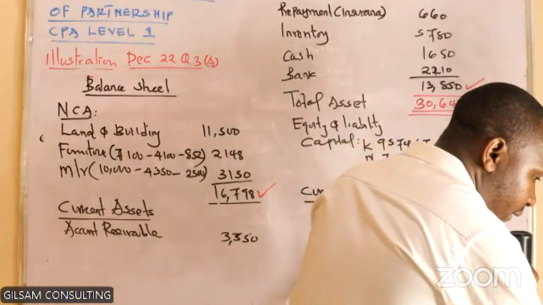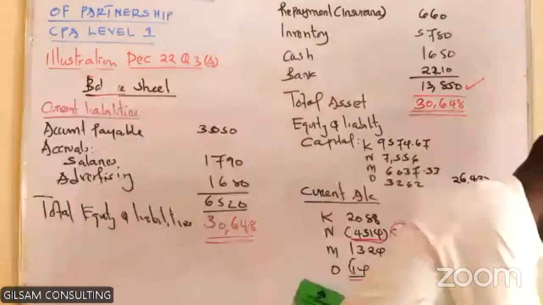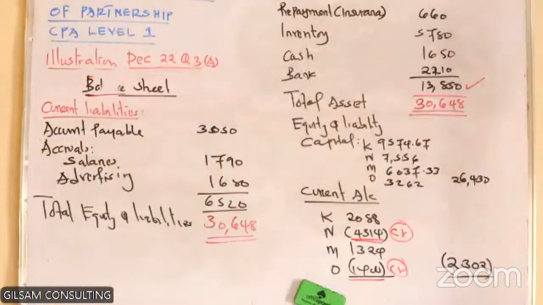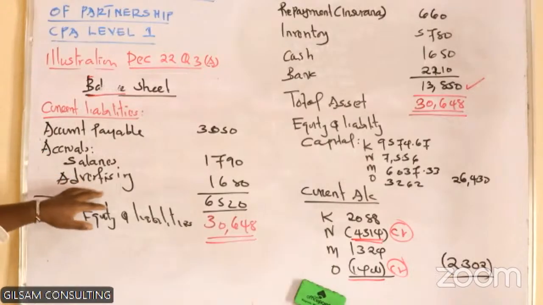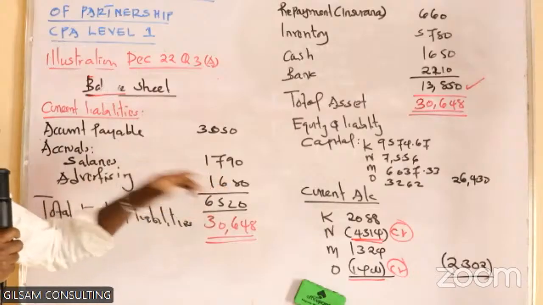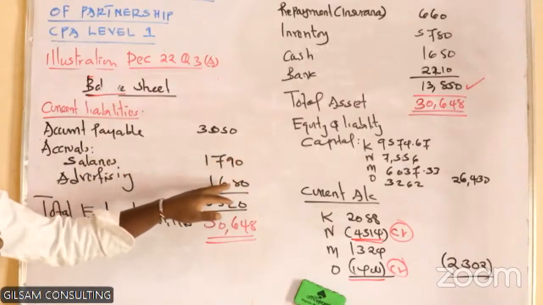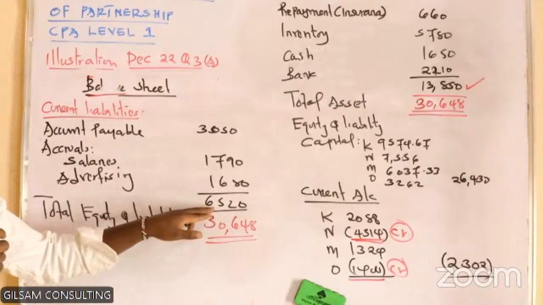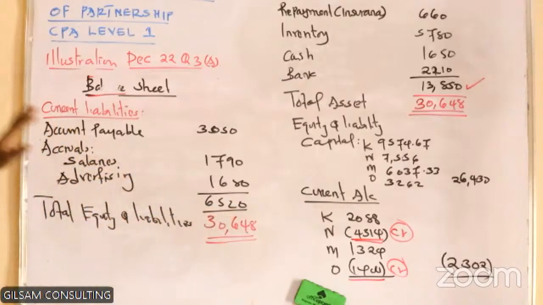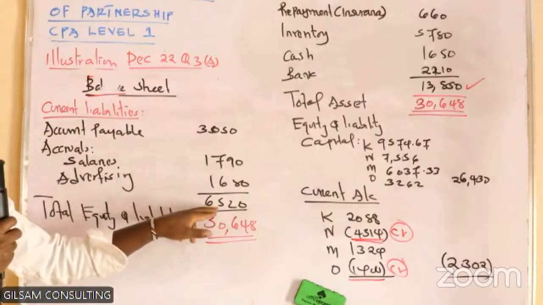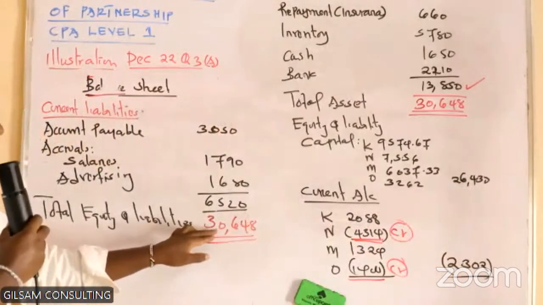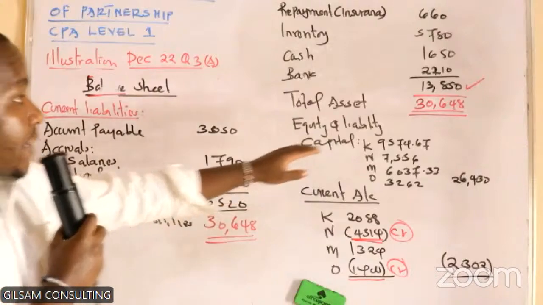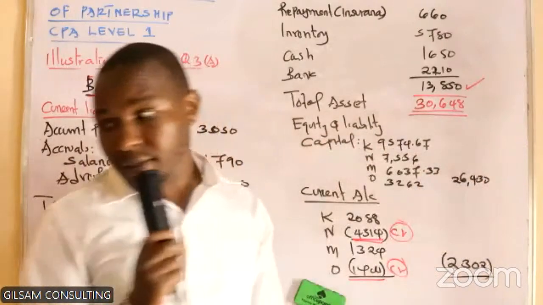So let me wrap there if you have taken the notes. So for current liabilities, we have accounts payable, accruals, which is salaries and advertising as per the additional information. So we have 1790, 1680. We have the total will come to 6280. That is for current liabilities. Now, if you take this current liability of 6220 plus this, you will be able to get a total of 3648, which will be the same as your total assets. It should be the same as the total assets.